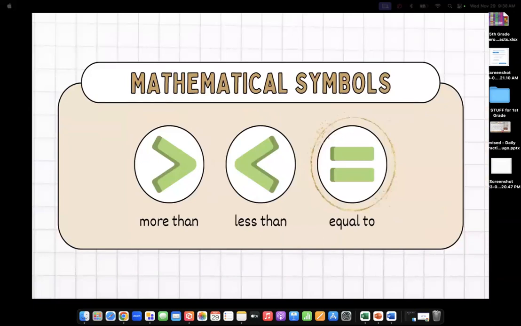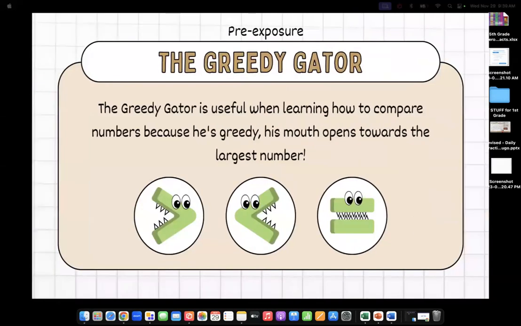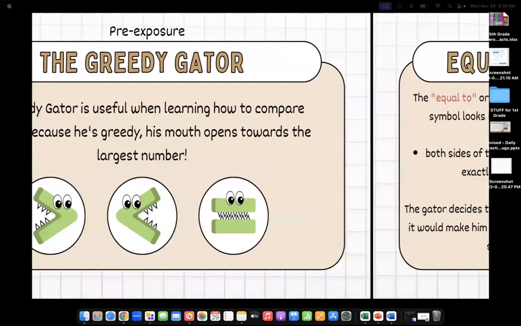Now, eventually, we're going to talk about more than and less than, and those are going to look like little alligator mouths, but we're not going to talk about them today. Later on in your math career, you'll talk about more than, less than, and equal to. But today we're going to focus on equal to, how things are equal. And these little greedy gators are useful because they compare numbers. We can tell which one's bigger and which one's smaller and how much they're equal.